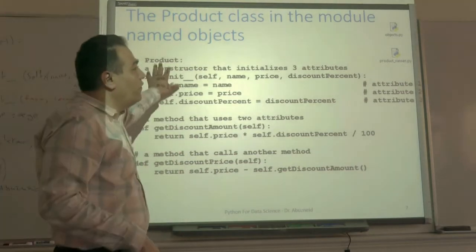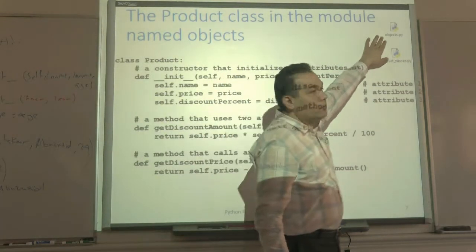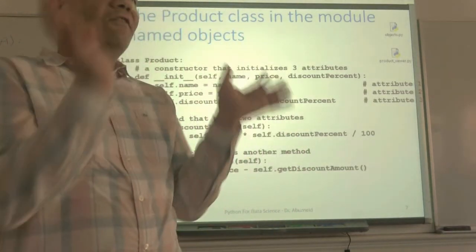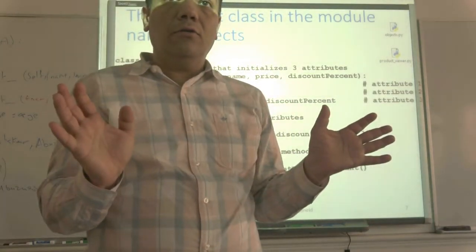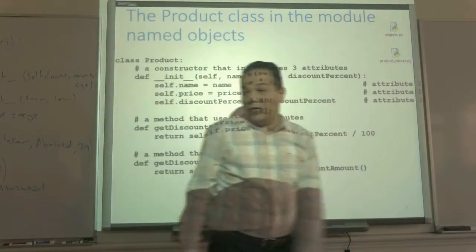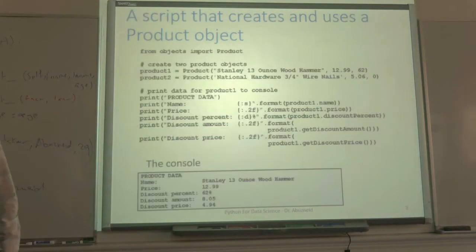If I put it in one file, I call it objects. I don't do any work there. That's the healthy way of doing it. So you create a file for the class, and then you create another file, for example called product viewer. That's where you do your messy work.